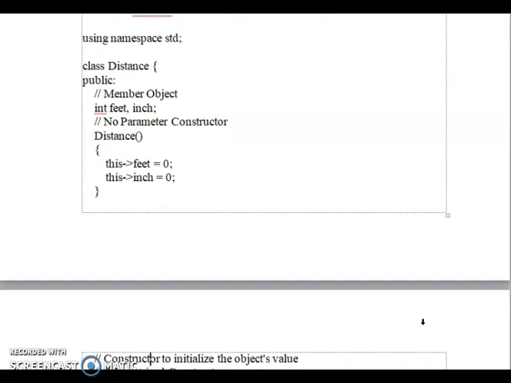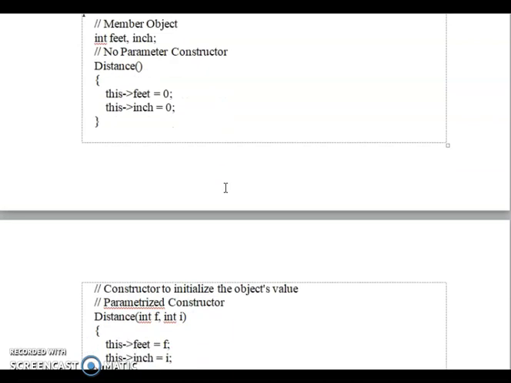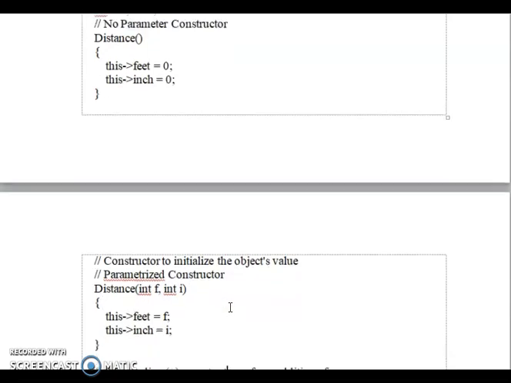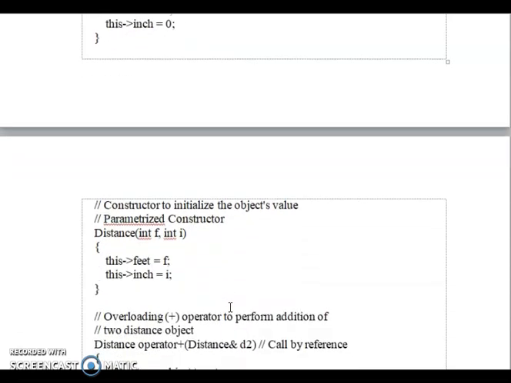Here we create a class, the name will be the same and the member function will be the same. Distance is also the same, but we have to initialize the values in the constructor. Here we have to pass the parameterized constructor. This parameterized constructor means overloading the plus operator to perform addition of two distances.